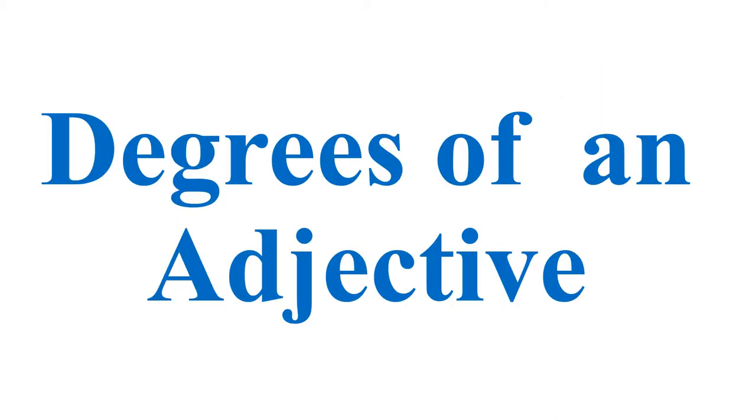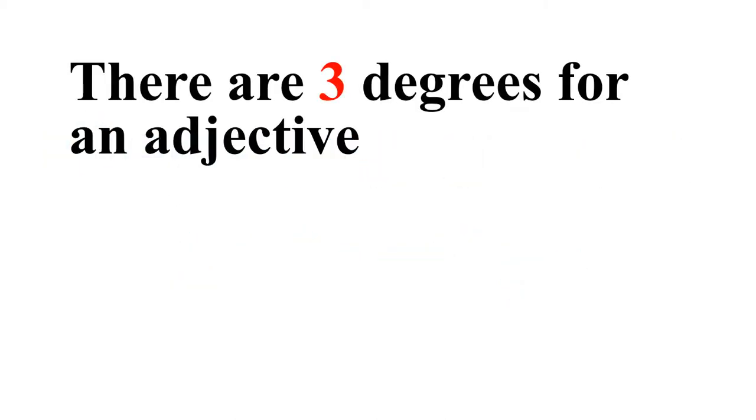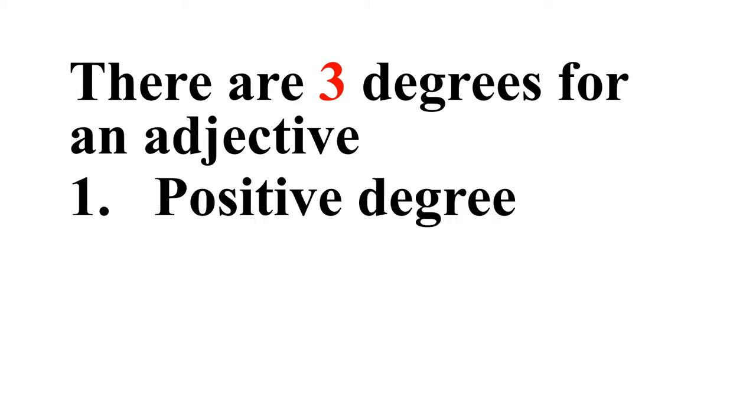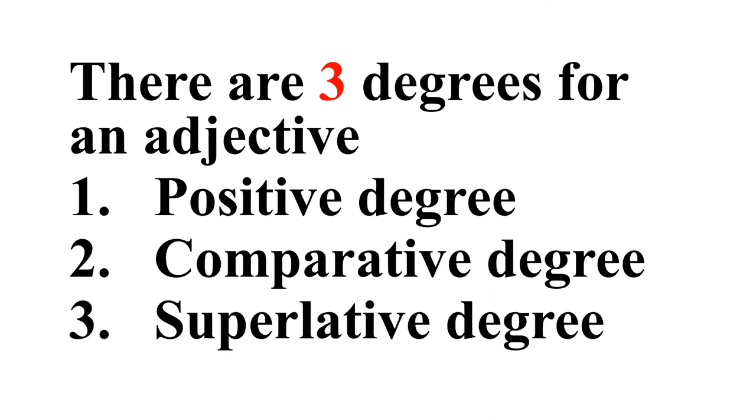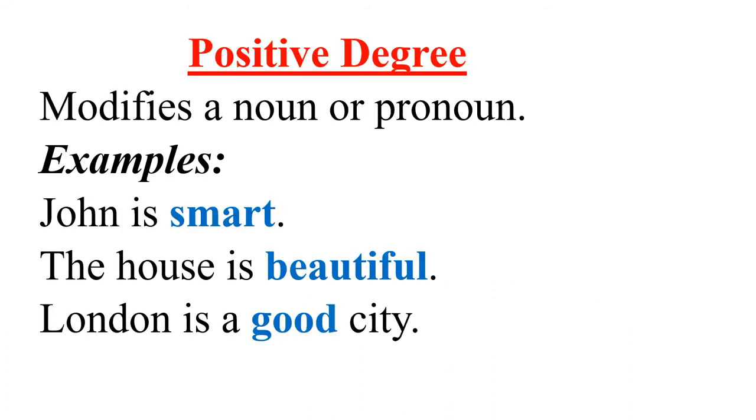Today we're going to talk about the degrees of an adjective. Do you guys know about adjective? Yeah, you're right. An adjective is a word which is modifying a noun or pronoun. There are 3 degrees for an adjective. They are positive degree, comparative degree, and superlative degree.